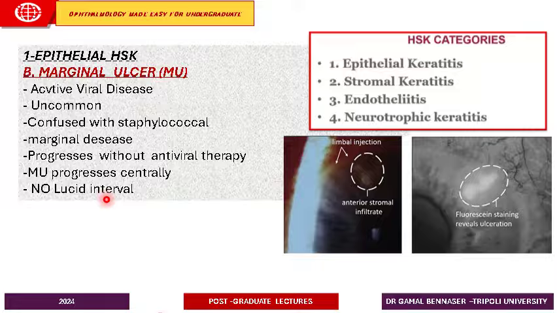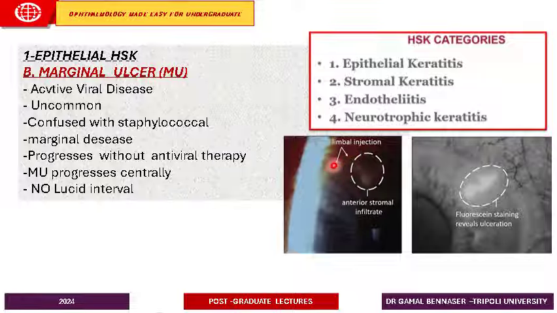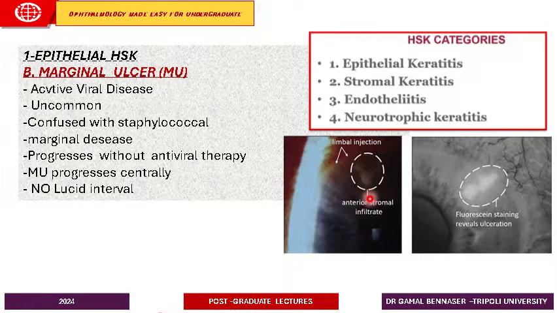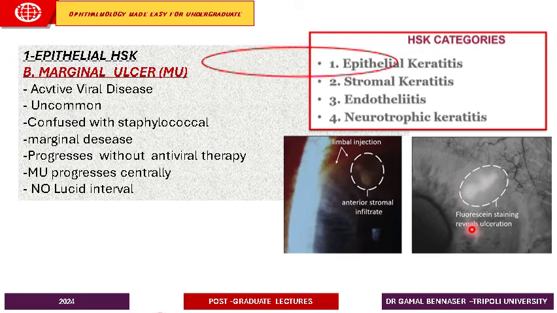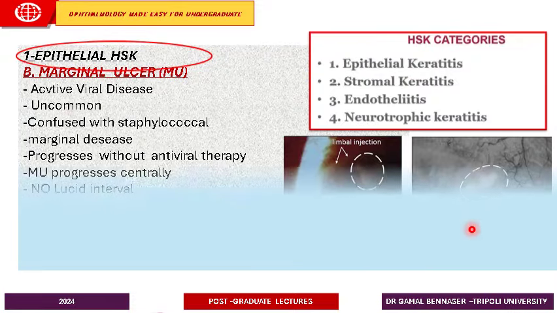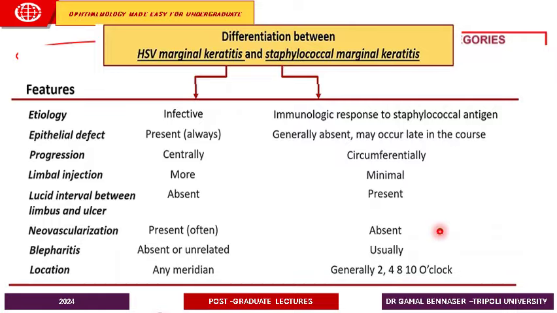However, in herpetic marginal ulcer, there is no lucid interval, so you can see the inflammation immediately at the limbus, and it will extend centrally if left without treatment. So there are certain differentiations between the staphylococcal marginal keratitis and the herpetic marginal keratitis: in the herpes simplex marginal keratitis, it is an infection, but in the staphylococcus it is an immunological reaction due to hypersensitivity to the exotoxins.